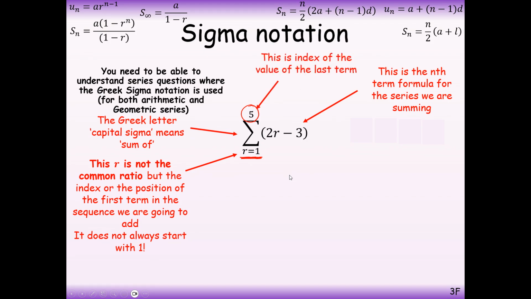Alright, we said that 5 indicates the last term of the sequence, or the position of the last term of the sequence. If we actually substitute the value of 1 into this formula, we get -1. And then the next number would be 2. If we substitute 2 there, 2 minus 3 is -1... and so on. 3 would give us 3, and 4 will give us 5. And substituting 5 would give us 7.